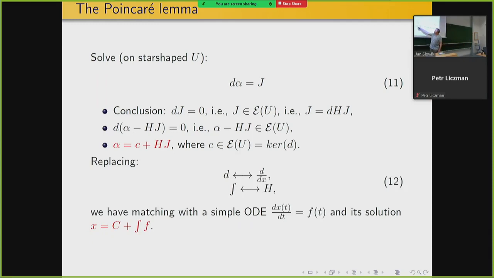So if you replace d by this and the integral by the homotopy operator, or the other way around, you get this differential equation and this solution, which I showed at the beginning, which is quite similar to this. You have a constant here, which is the kernel of this operator, and here is an exact form, which is the kernel of the d operator. And you have the homotopy operator and the integral, which are analogous in some sense.